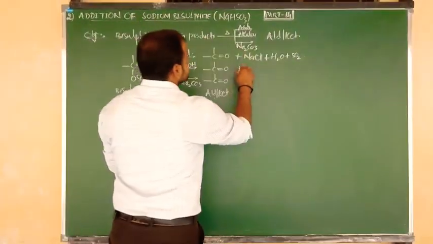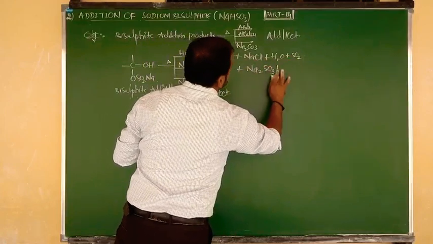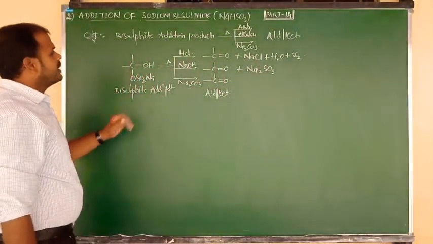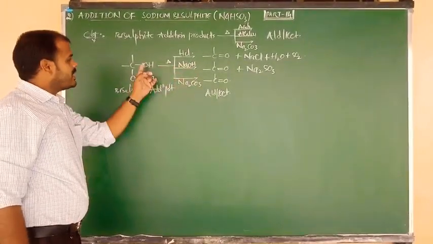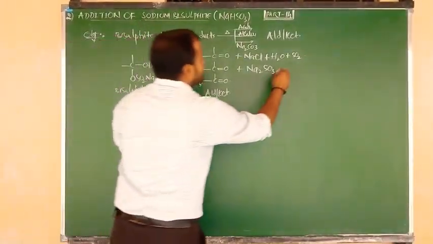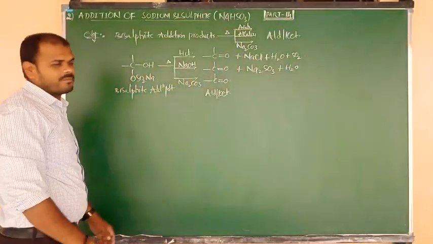Next, upon reaction with NaOH, totally how many sodiums are there? Two sodiums are there, so the two sodiums have to be removed in the form of sodium sulfite. Here how many hydrogen atoms are there? One hydrogen here, one hydrogen here, OH from here, H from here. So we can remove them in the form of which molecule? Water molecule. Here also balancing is over.